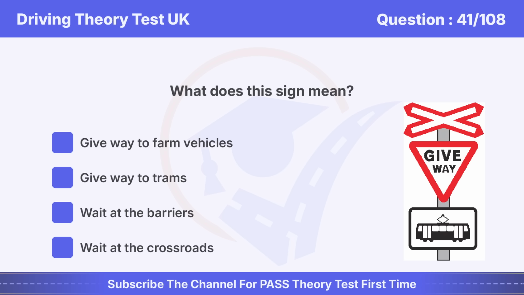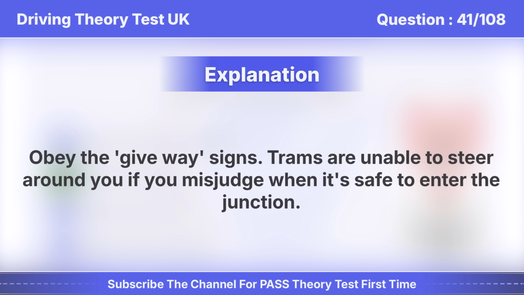Question 41. What does this sign mean? Answer is B. Give way to trams. Obey the give way signs. Trams are unable to steer around you if you misjudge when it's safe to enter the junction.